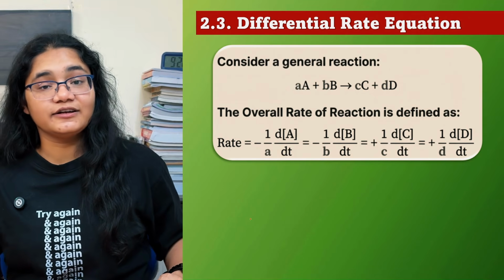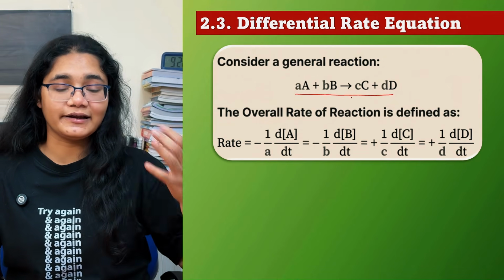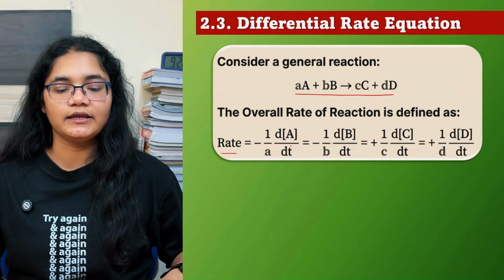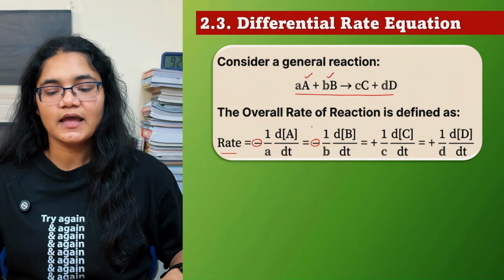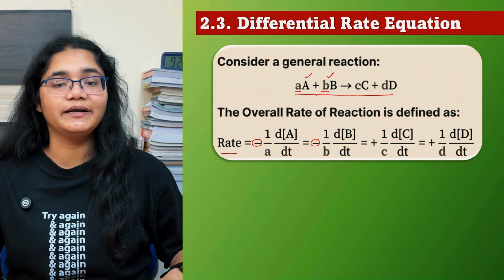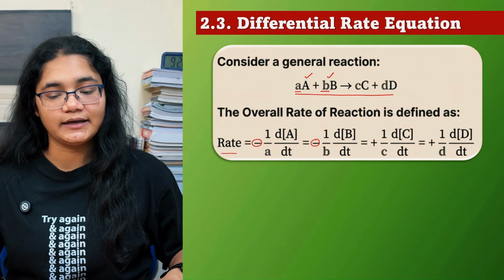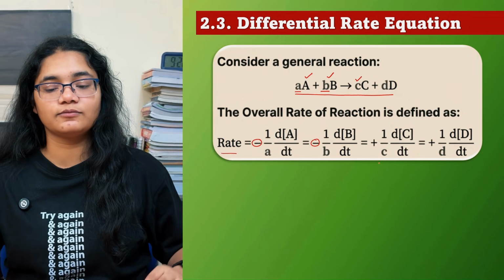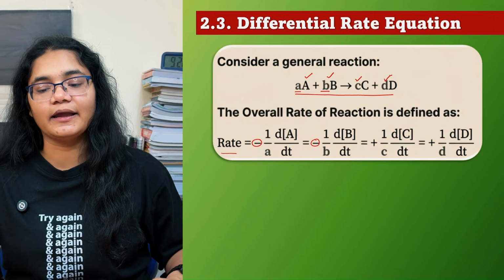Now, how to get the differential rate of a reaction? If you have a reaction like this, how can we write its differential equation? Rate will be equal to, since these are reactants, I will use a negative sign, and the coefficients of the reactions will be divided. So minus 1 by a dA by dt, minus 1 by b dB by dt, and since C is formed, plus 1 by c dC by dt and plus 1 by d dD by dt.